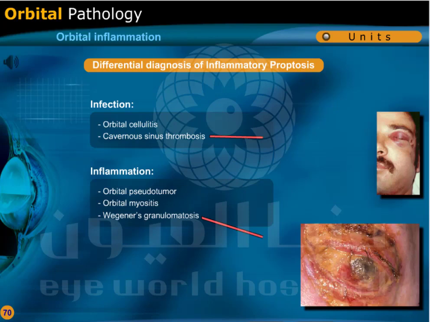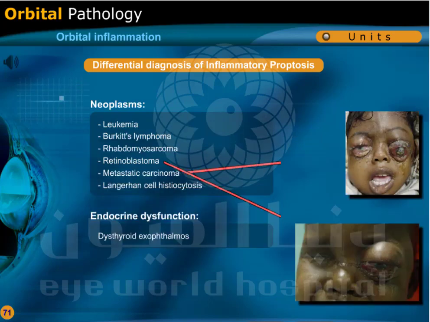Differential diagnosis of inflammatory proptosis: infection, orbital cellulitis, cavernous sinus thrombosis; inflammation, orbital pseudotumor, orbital myositis, Wegener's granulomatosis; neoplasms, leukemia, Burkitt's lymphoma, rhabdomyosarcoma, retinoblastoma, metastatic carcinoma, Langerhans cell histiocytosis; endocrine dysfunction, dysthyroid exophthalmos.